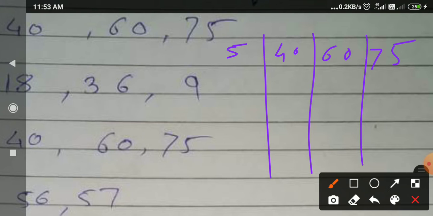So 5 8s are 40. Then 60: 5 1s are 5, 1 remains, that we have to take in front of 0, and here it is 10, and 5 2s are 10. Then here also 5 1s are 5, 7 minus 5 is equal to 2, that we have to take in front of this 5, so here it is 25, and 5 5s are 25.